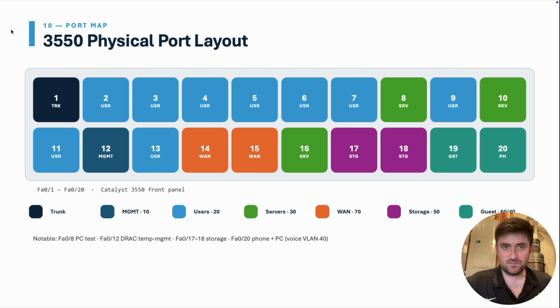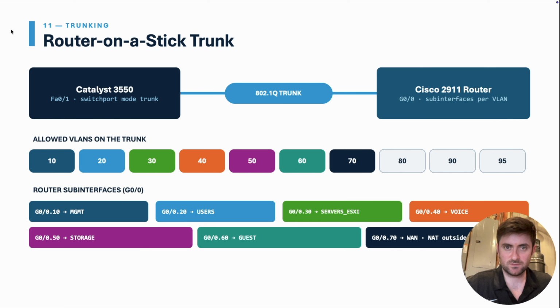That's the general VLAN scheme. The trunk to the router carries all the VLANs. The router handles inter-VLAN routing, DHCP, and NAT. And here is a little visual to help you see that a little more easily. So you can see the allowed VLANs on the trunk here, 10 through 70. Those are allowed to traverse this trunk. And then the router subinterfaces, G0/0.10 management, so that corresponds with VLAN 10. As you can see, that pattern continues here.